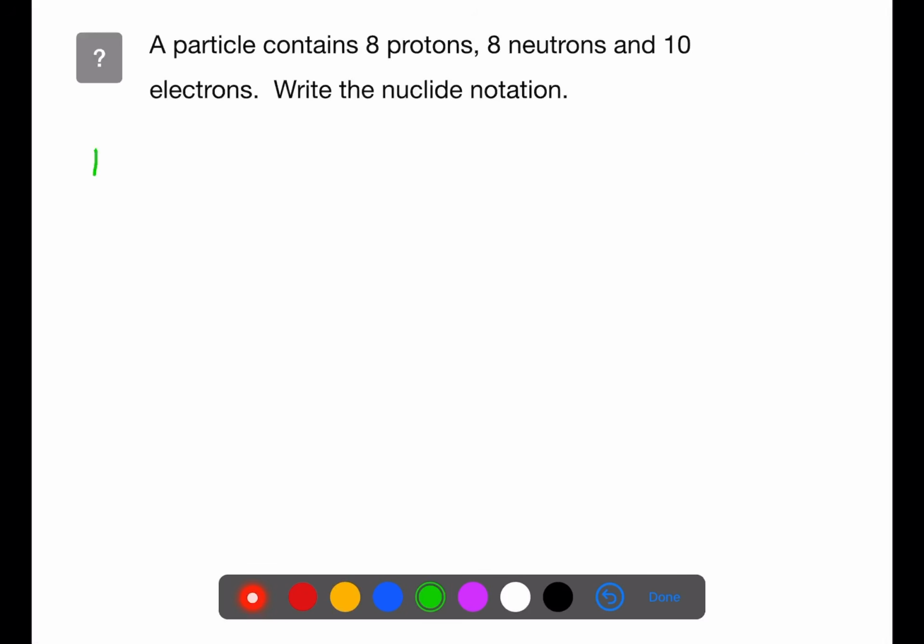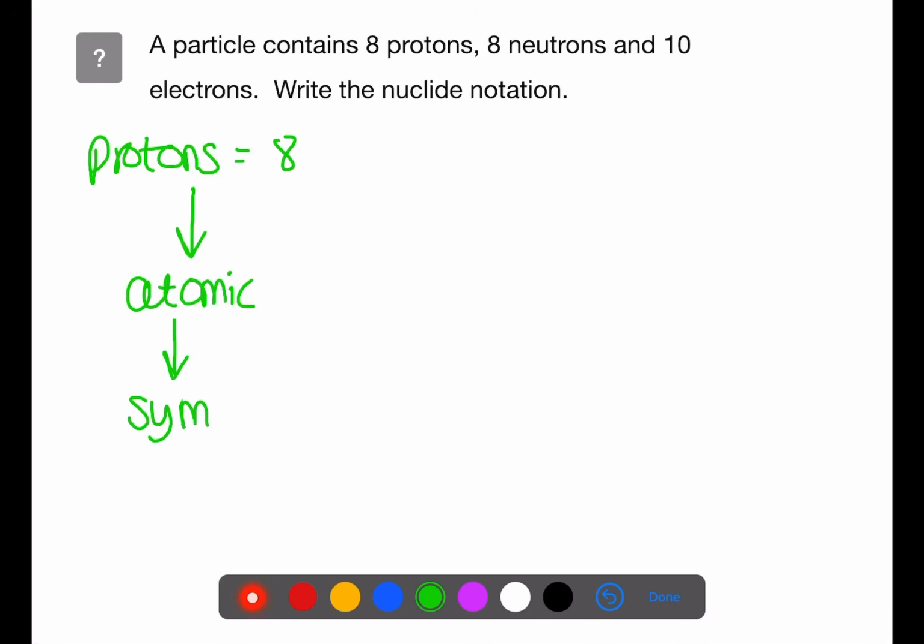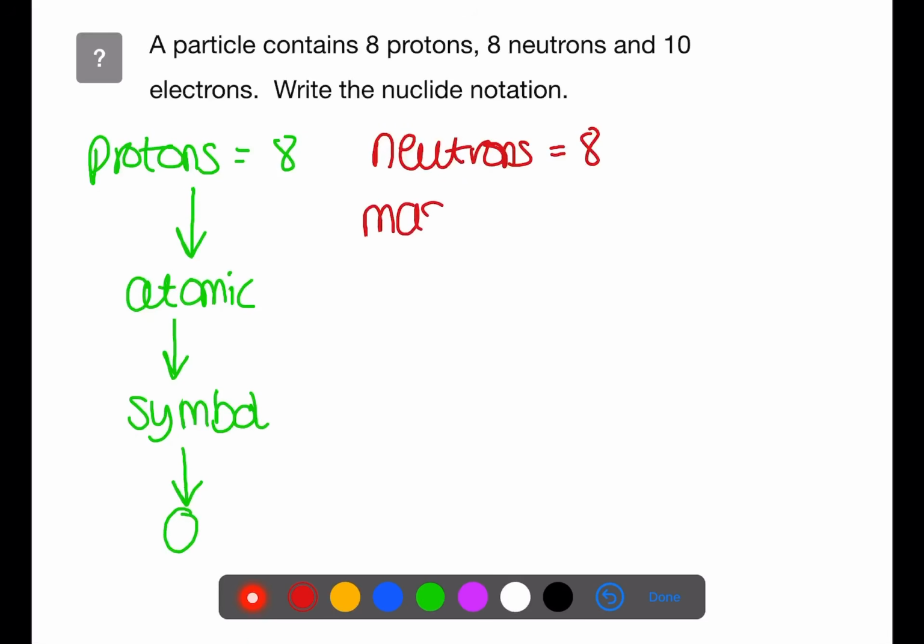So here we have a particle which contains 8 protons. This tells you the atomic number for the particle, and from the atomic number you can find the symbol using the periodic table. The symbol for atomic number 8 is O for oxygen. We also have 8 neutrons within this particle. This means that the mass number will be the 8 protons plus the 8 neutrons to give 16.